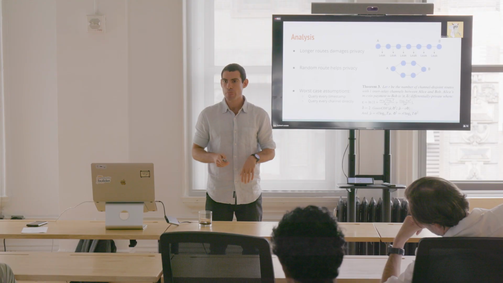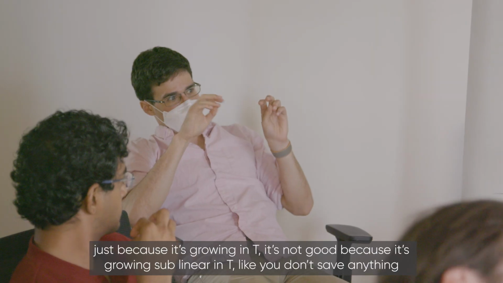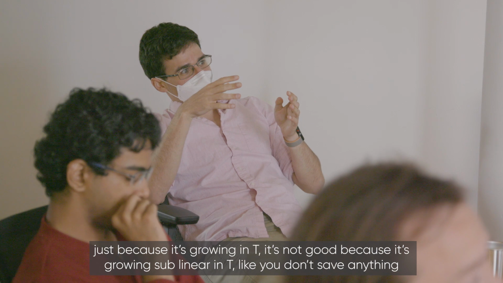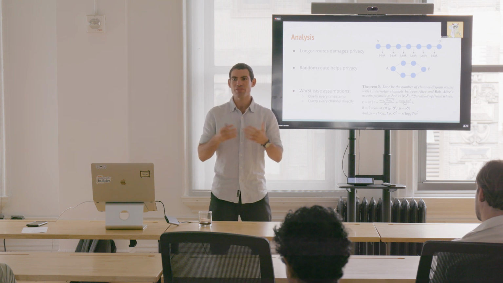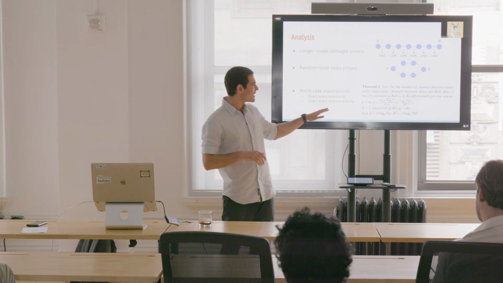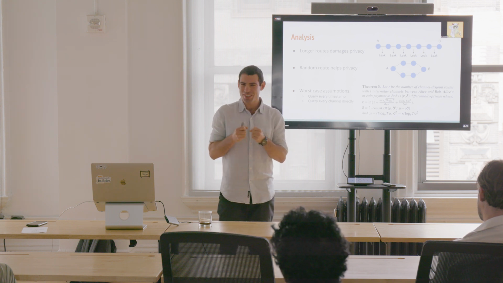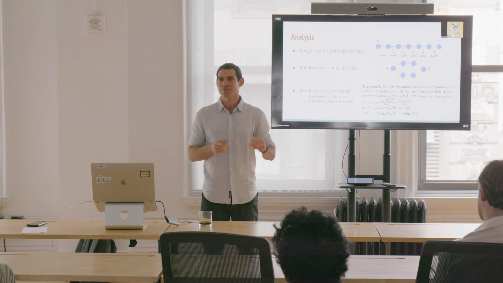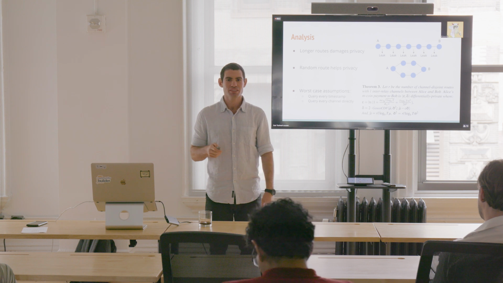So the way to look at this is that bigger t is bad just because it's growing in t. It's not good because it's growing sublinear in t. You don't save anything. Okay, that makes sense. That's a balance. Everything here is a balance. And that's why I said that this equation is pretty hard to digest, because it has a lot of different parameters inside. Perfect.